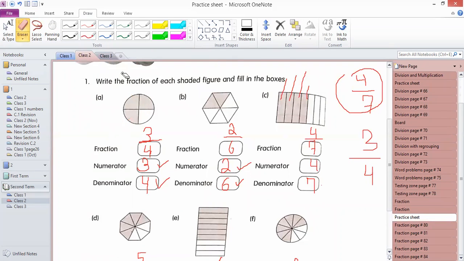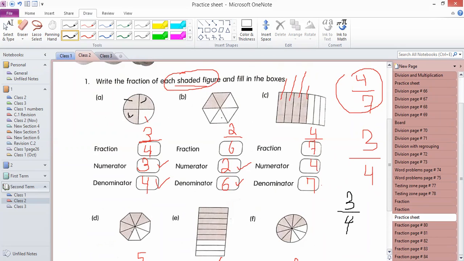To write a denominator, we will just check the total number of equal parts. Like here, 1, 2, 3, and 4. There are 4 equal parts, so denominator is 4. We are writing a fraction for the shaded figure. We are interested in the shaded figure, so our numerator will be the number of shaded parts in the figure. In this figure, 1, 2, 3, there are 3 parts which are shaded out of 4. So 3 is numerator. To write a fraction is very easy. Write the numerator first, fraction sign, and then the denominator: 3/4.